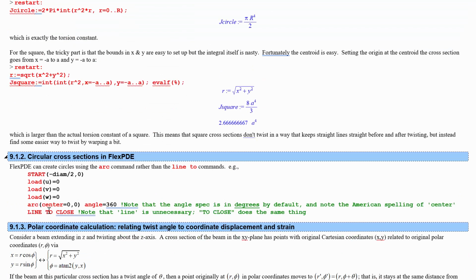So next up, if we want to compare what we're getting in Maple to Flex and see things working out nicely, the first step is to learn how to draw circles in FlexPDE. So this is not a very deep physics concept, it's just a syntax thing. And the way to do this is using the arc command. So we'll start at some point, and then rather than using line to, we can use this thing, arc, say what the center is, and then give it an angle.